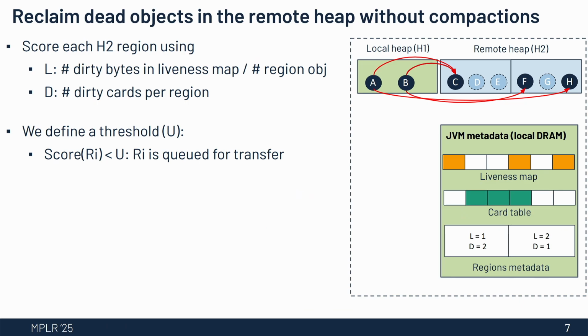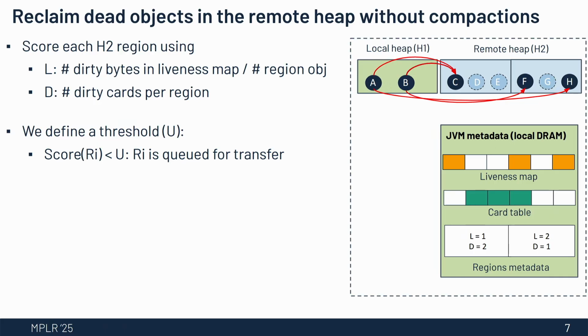After finding the live objects in H2, the challenge is how to reclaim dead objects without compactions. For this purpose, we first need to score each H2 region. For scoring, we use the ratio of the number of dirty bytes in the liveness map to the number of objects in the region. We also use the number of dirty cards per region. For example, here we have one byte in the liveness byte map and 2 dirty cards, so this is a better candidate to reclaim.